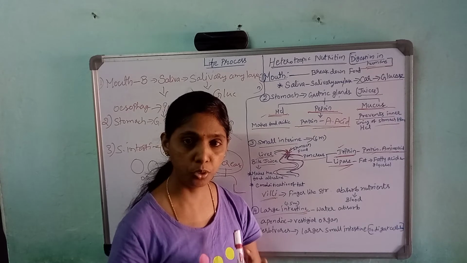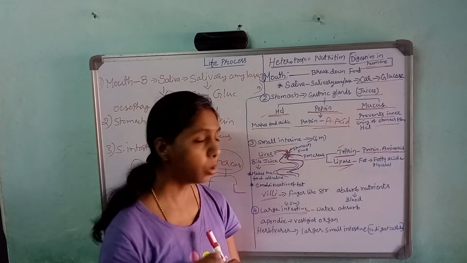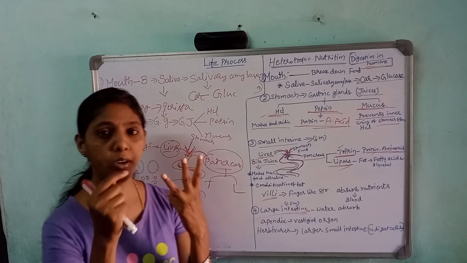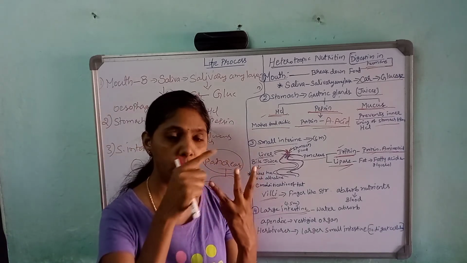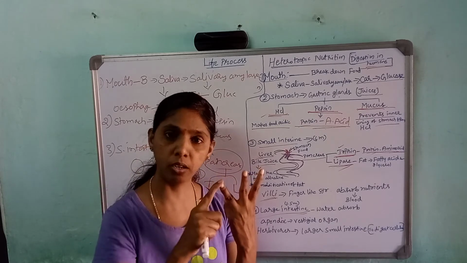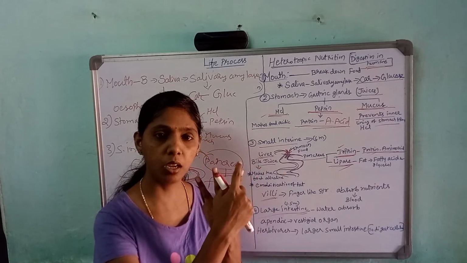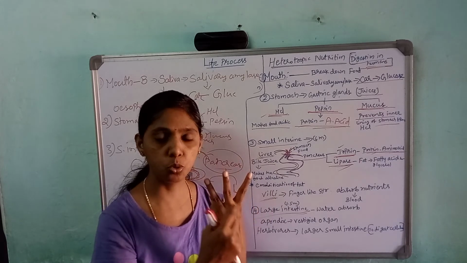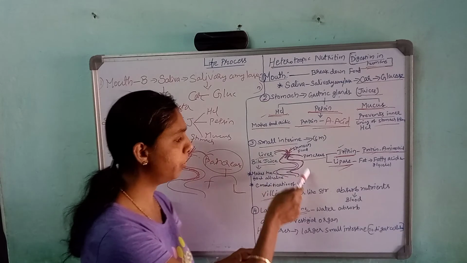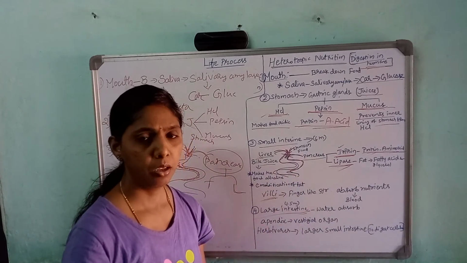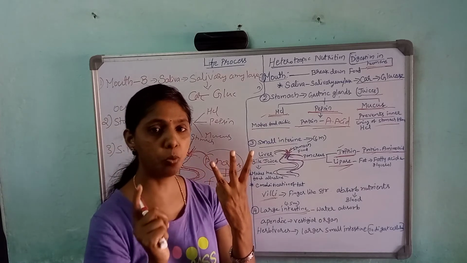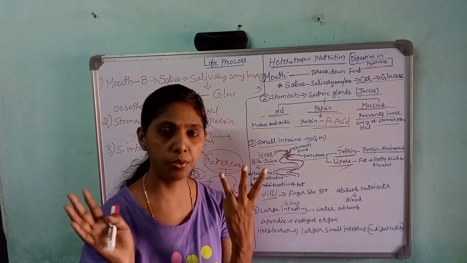After this, the food goes to the small intestine. In the small intestine, three important organs come in. One is the stomach, which brings the food. Another is the pancreas, which gives the pancreatic juice. Another is the liver, which gives the bile juice to the small intestine. Here the food comes from the stomach, and the pancreas leads to the small intestine and produces pancreatic juices.